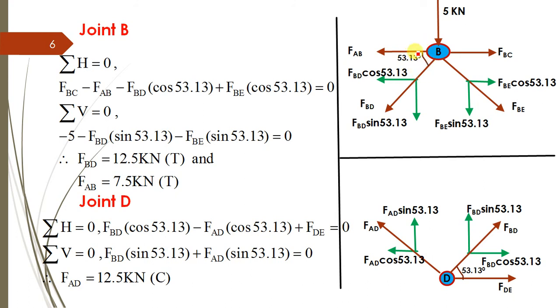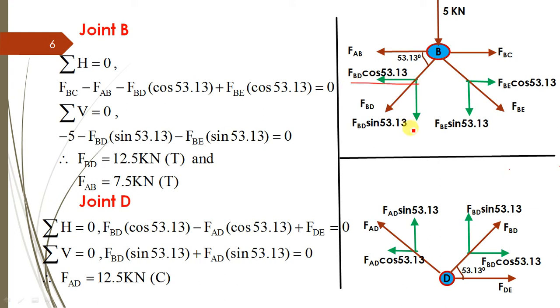This is 53.13. By geometry we can find out this angle also. Then apply the condition of equilibrium for concurrent force system. Summation of f of x is equal to 0. Summation of all forces in x direction. Now here f of BD. So resolve this f of BD into its two components. F of BD, I have resolved this into two components.